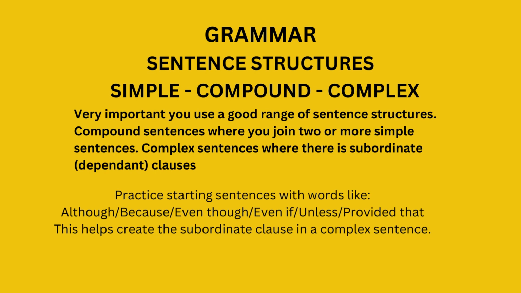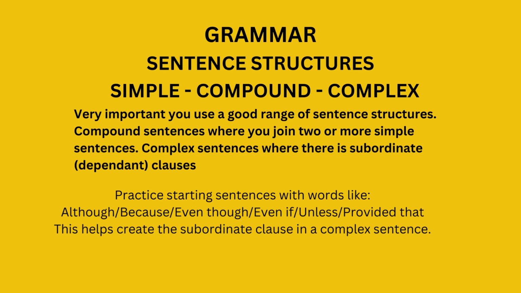Sticking with grammar, we're going to talk about sentence structures now, which is vitally important if you're going to get a good band score in your IELTS writing, because they are looking for good use of sentence structures in the writing part of the test. So what are we looking at? We're looking at three types of sentences here: simple sentences, compound sentences, and complex sentences. You need to know what these are.